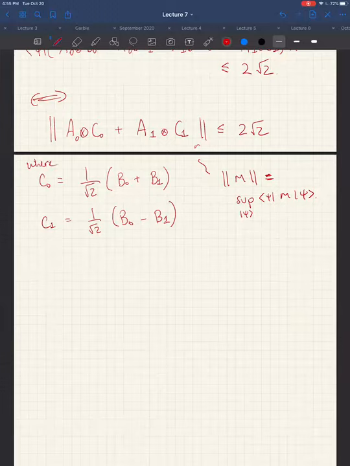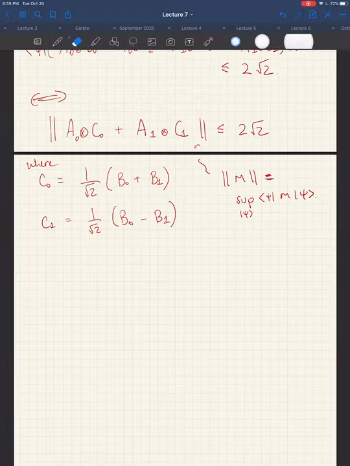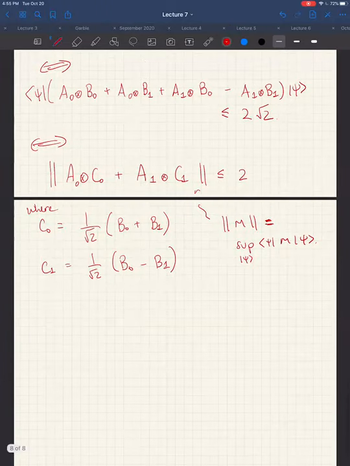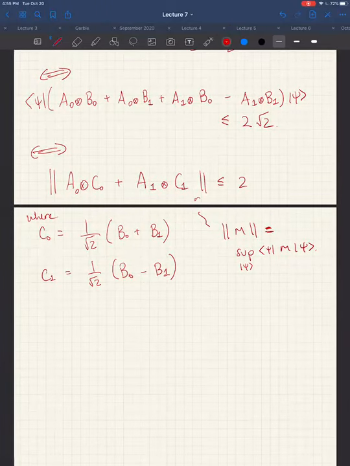Henry, I think the bound on the right-hand side should be 2 rather than 2 root 2. Oh, yeah, you're right, because I've already divided by the root 2. Oh, good catch, thanks. Yep. So if you plug in C, hopefully everything should match.